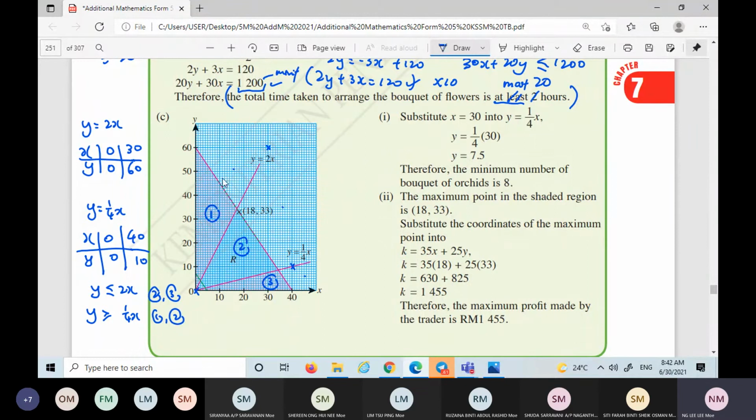The third constraint is already given. It's below this line, so 1, 2, 3. So which one shares the same region? Region 2. This one shares the same region. 3 here doesn't have it, 1 here doesn't have it. So the answer is region 2. Shade the region like this, and then label it R. So I have done the first part before I answer the questions. Come, we go to the questions.